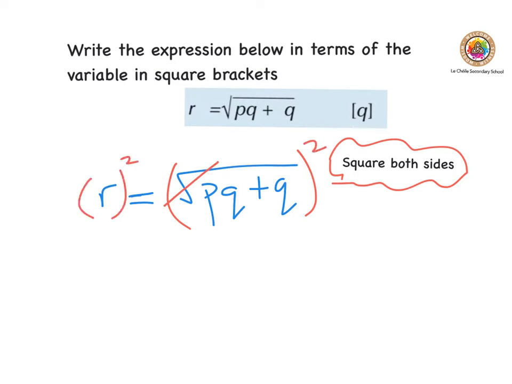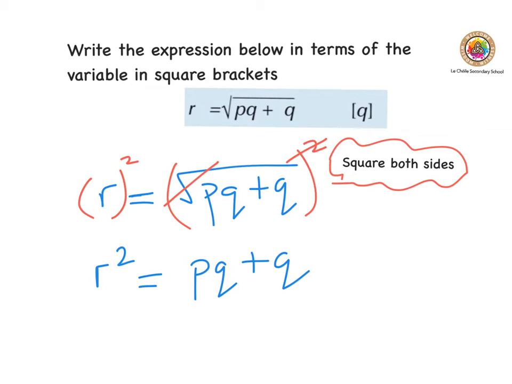So that square of the right hand side gets rid of the square root, and these cancel. So here I'm going to be left with, on my next line, r squared is equal to pq plus q. Now I'm asked to get q on its own here, so I want to factorize the right hand side to get q on its own.